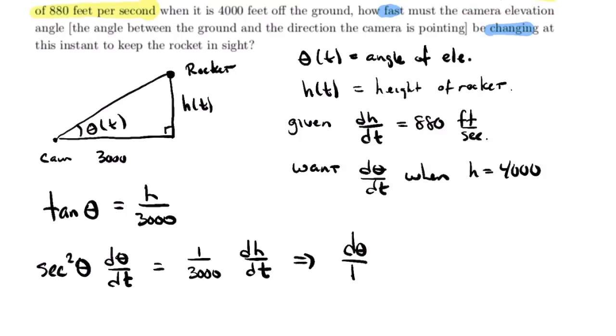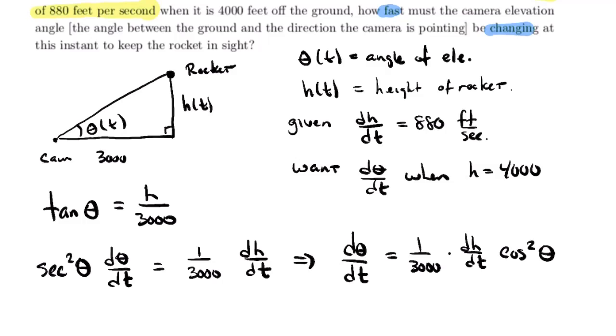I'll put in the units at the end here. I don't really like to write the units during the calculation. So I've got 1 over 3,000 times dh/dt. And again, I'm dividing by secant squared, which is the same as multiplying by cosine squared.